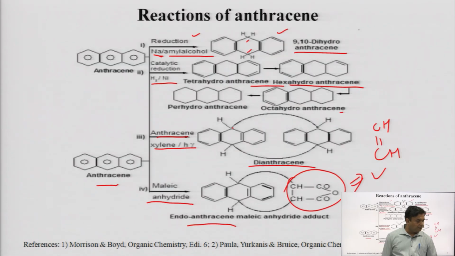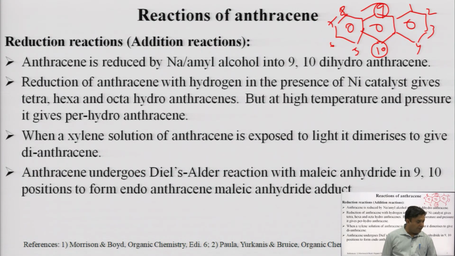Again, repeating some important points from the lecture, you can now summarize the whole reaction. The main reactions of anthracene are oxidation, reduction and electrophilic substitution, and it can also give other reactions. In the reduction reaction, it can be reduced by sodium or amyl alcohol into 9,10 dihydroanthracene. Reduction occurs by addition of hydrogen atoms at the 9 and 10 positions of anthracene.